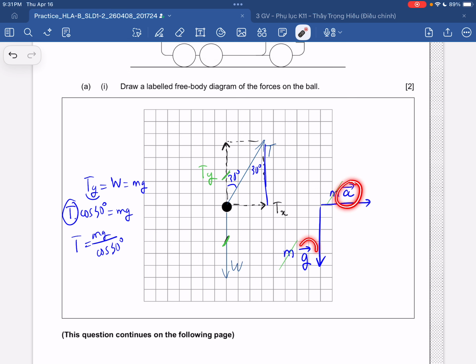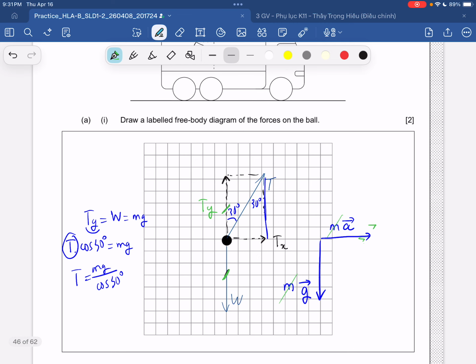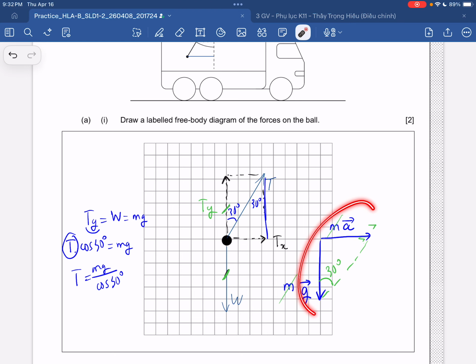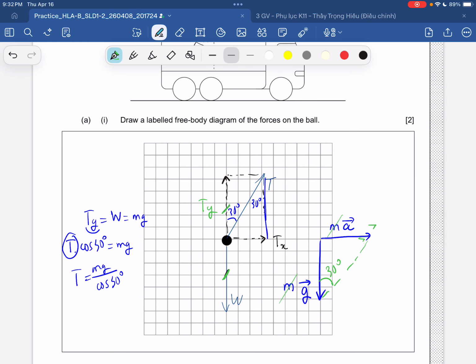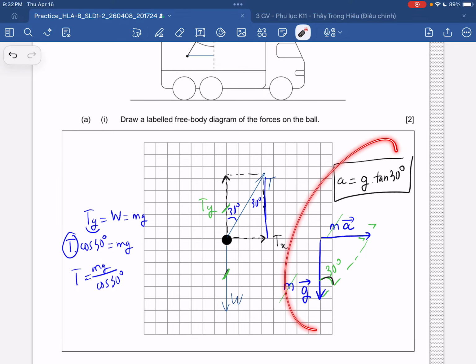So actually you can also see that the vector a and the vector g here form a right triangle as well, right? And this one is 30 degrees. So if you can see it directly from this one, you can see really quickly that a is just equal to the other side of the right triangle, g, times the tangent of the 30 degrees, which is opposite to itself. So it can be even more straightforward if you see the vector like this.